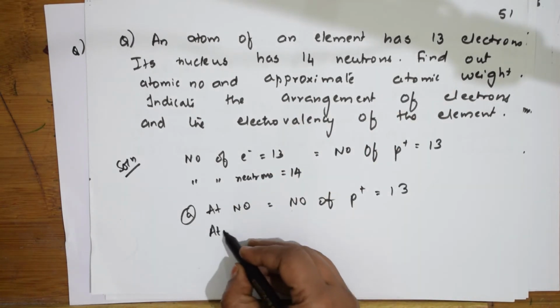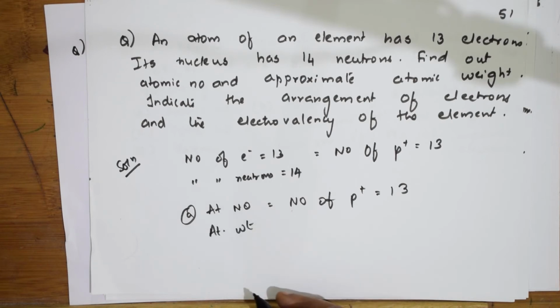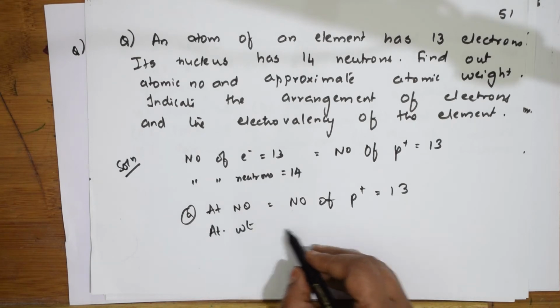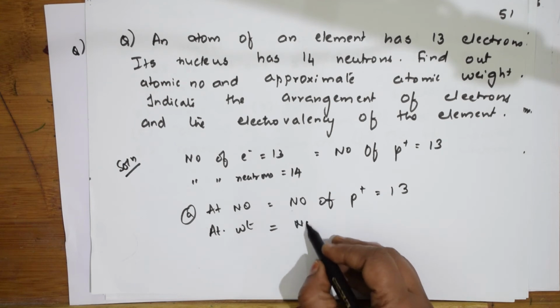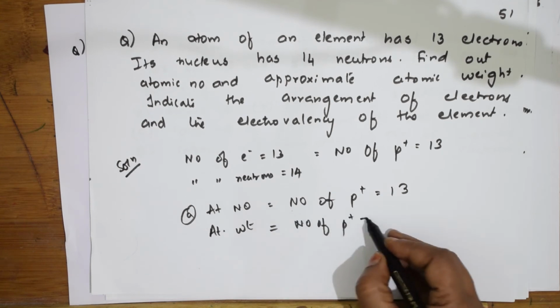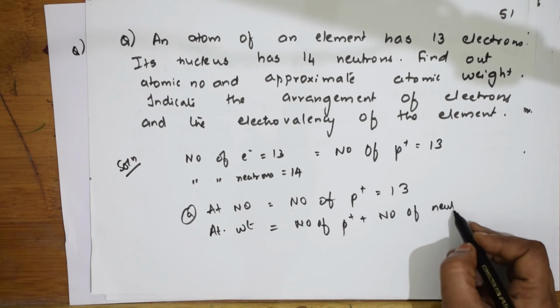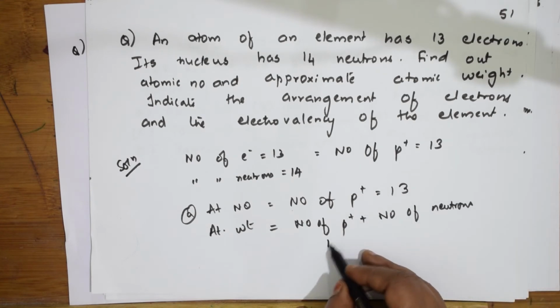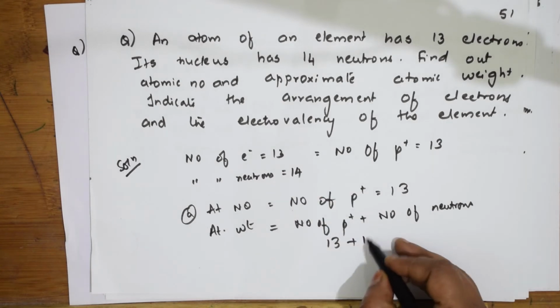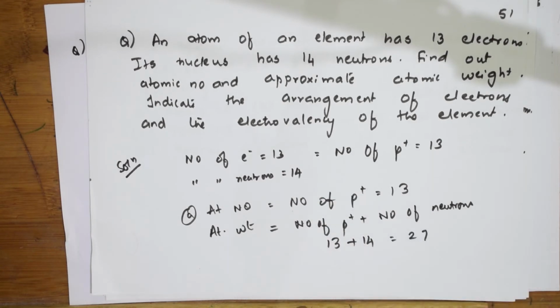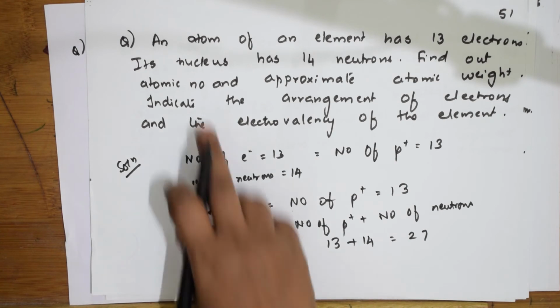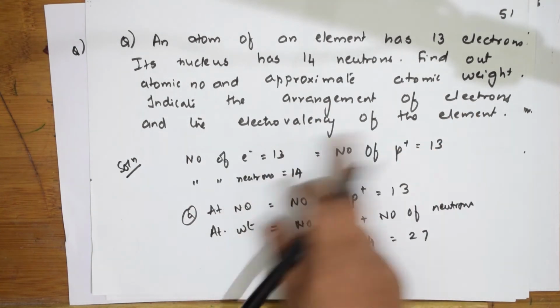Now, they've asked me to find the approximate atomic weight. So what is atomic weight equal to? It is the number of protons plus the number of neutrons. We have discussed this also earlier. How much is protons? 13. How much is neutrons? 14. It is equal to 27, which is the atomic weight. They have asked me to find the electrovalency. Indicate the arrangement of electrons and electrovalency.